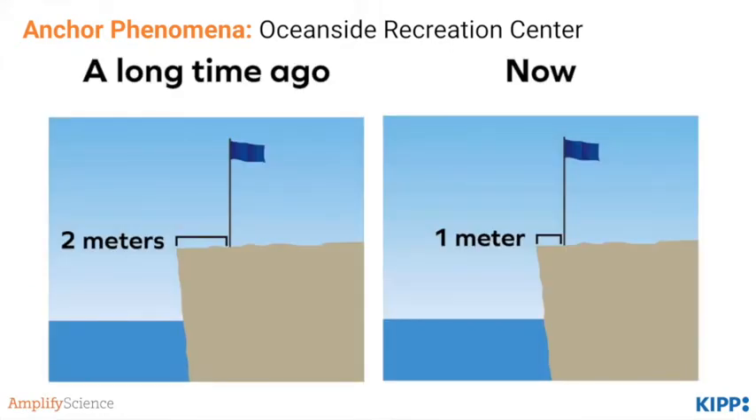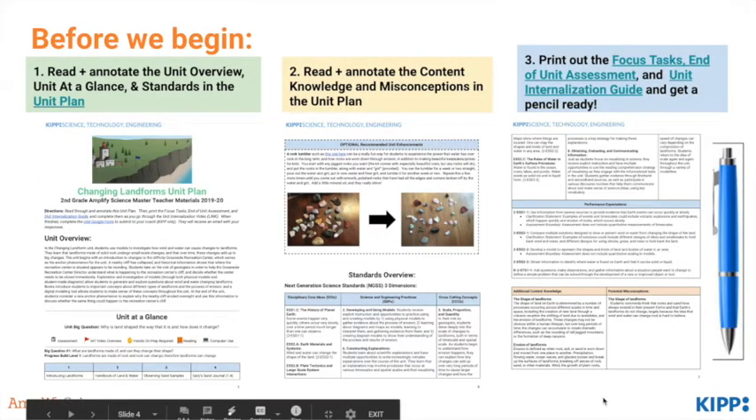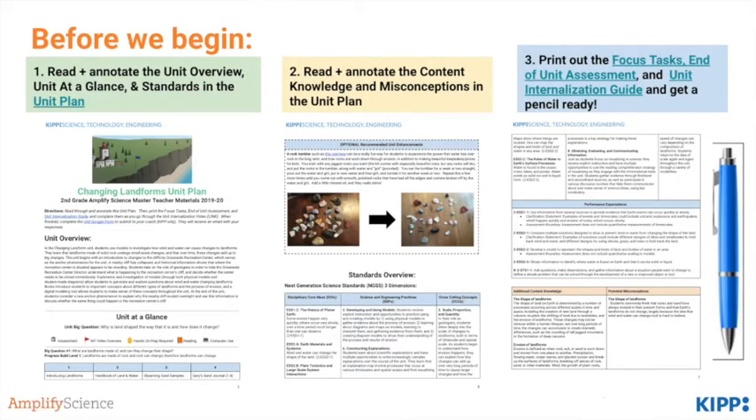A long time ago, the flagpole for the center used to be about 2 meters from the edge of the cliff. Now it's only about 1 meter. Why could that be? Did the flagpole itself move? Did the cliff move? So buckle your seatbelts, you're in for quite a ride. Before we begin, make sure you did your pre-work in the unit plan shown here.